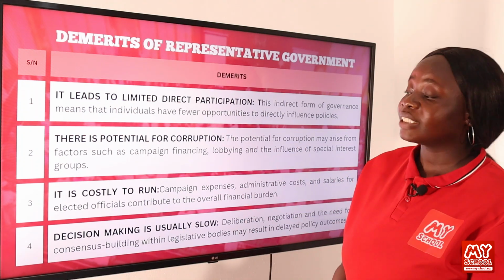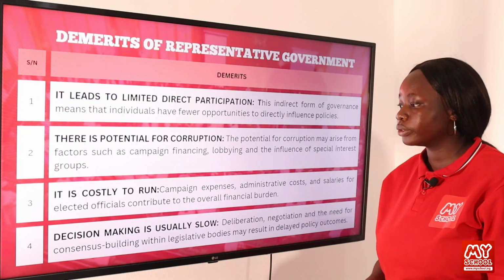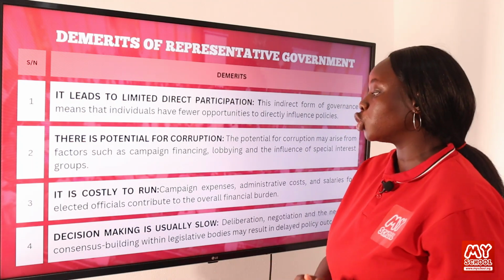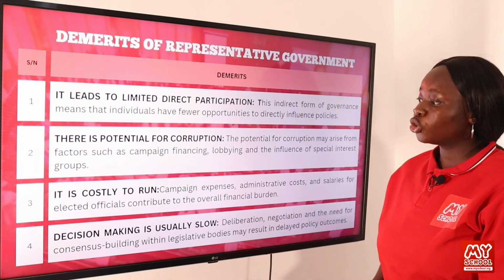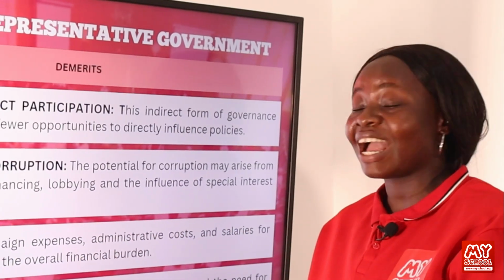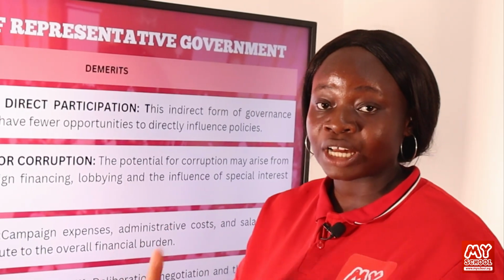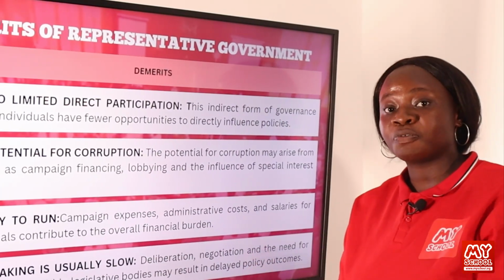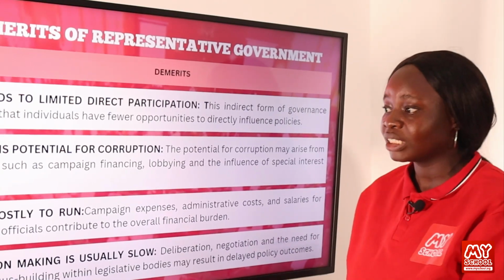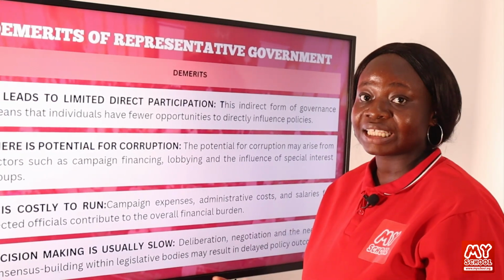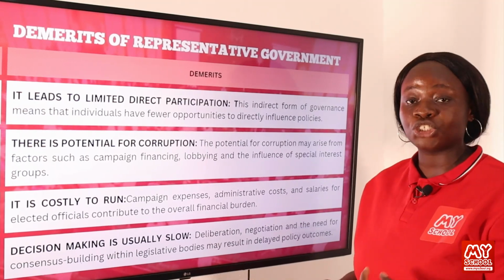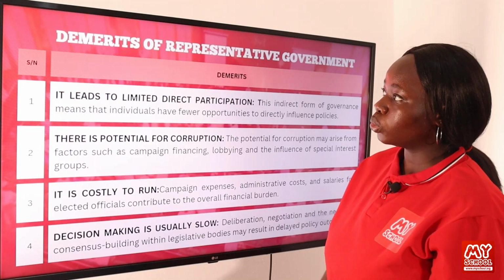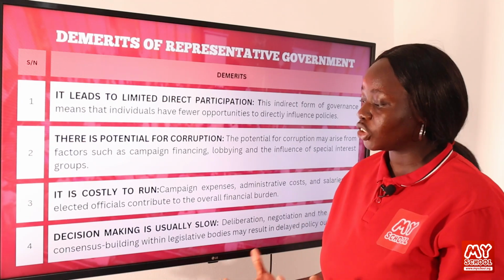And that demerit of representative government is that it is costly to run. Campaign expenses, administrative costs, and salaries for elected officials contribute to the overall financial burden. So before officials are elected into office, they have campaign expenses, they have to canvass for votes, and all of that requires financial resources. When they get to office as well, they have a lot of administrative costs. They have to be paid salaries and they have to have allowances. All of this leads to the financial burden on the society. So this shows that a representative government is costly to run.